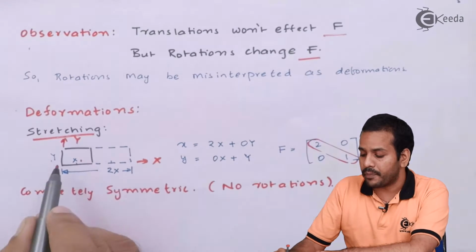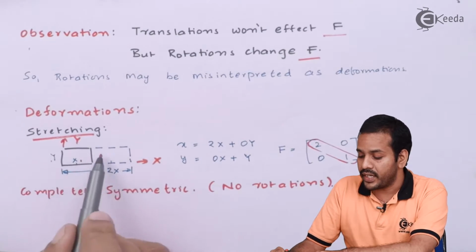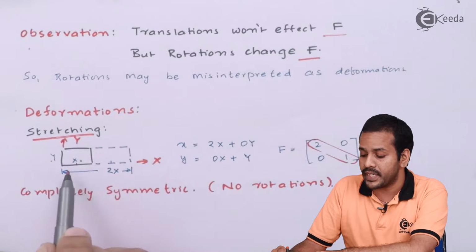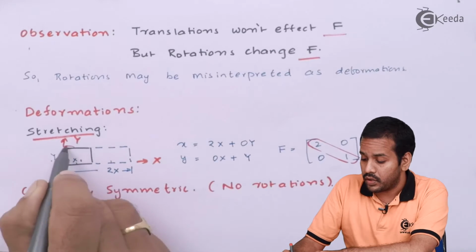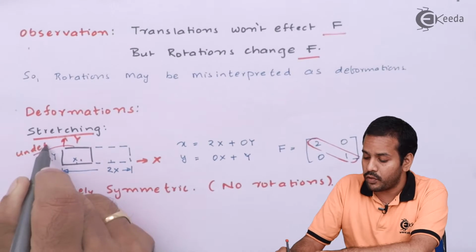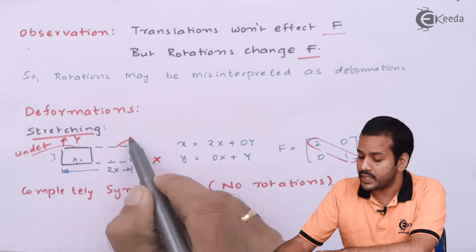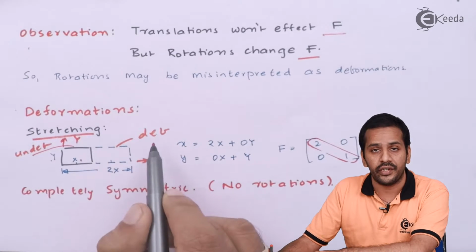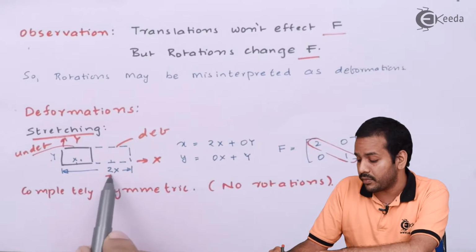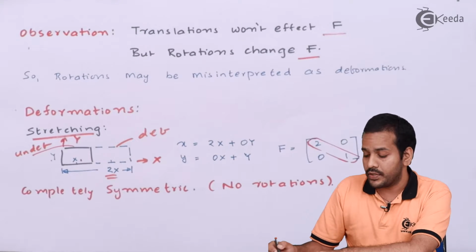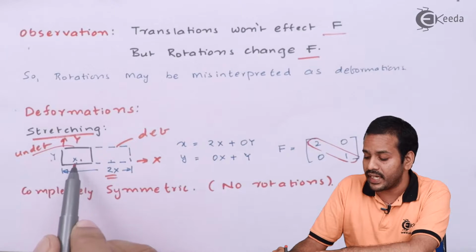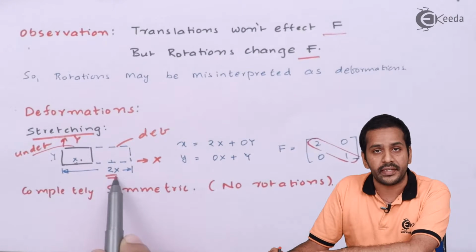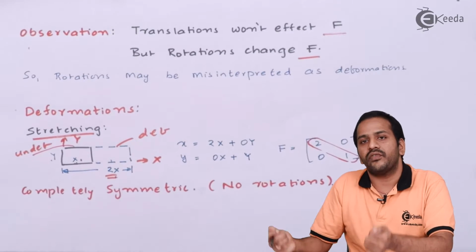Now you have applied some force on this and the body is deformed up to here. This dotted line will represent the deformed configuration, and this is the undeformed configuration. In the deformed configuration, the length in x is nothing but 2x. Initially in the undeformed configuration, the length here is x. Now in the deformed configuration, it is 2x. That is, the length has been increased twice.